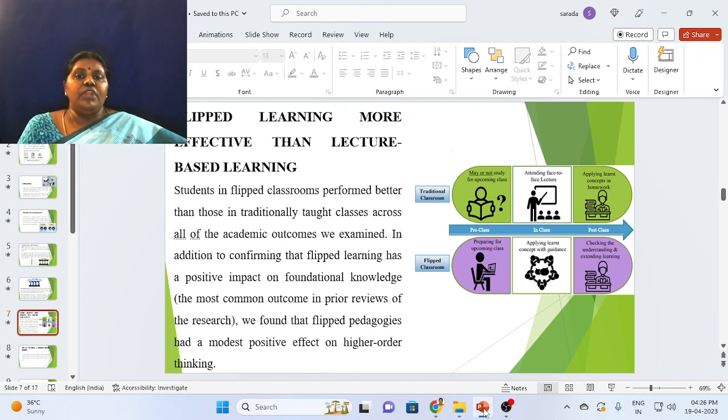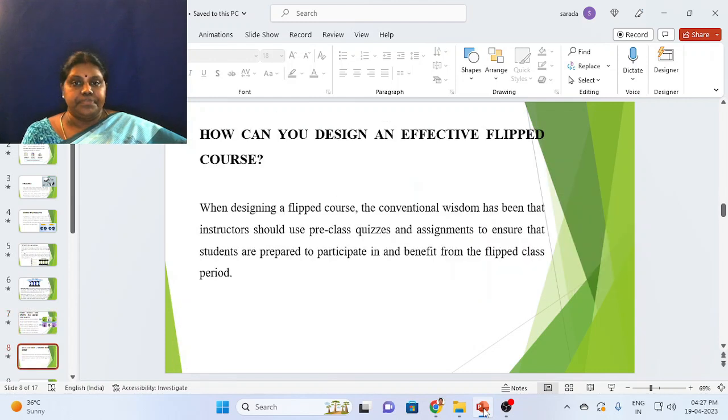Is flipped learning more effective than lecture based learning? Students in flipped classrooms perform better than those in traditionally taught classes across all of the academic outcomes we examined. In addition to confirming that flipped learning has a positive impact on foundational knowledge, which is the most common outcome in peer reviewed research, we found that flipped pedagogies had a modest positive effect on higher order thinking.